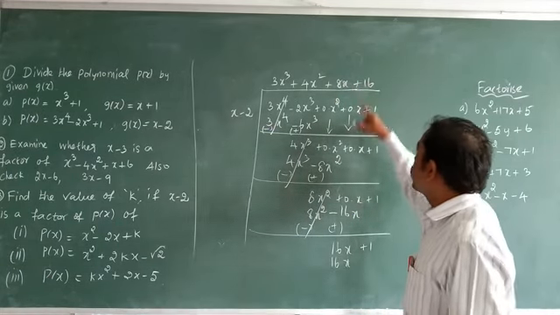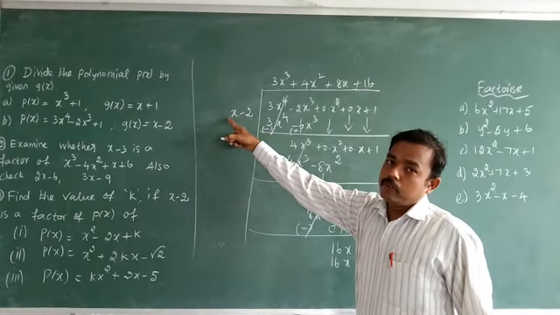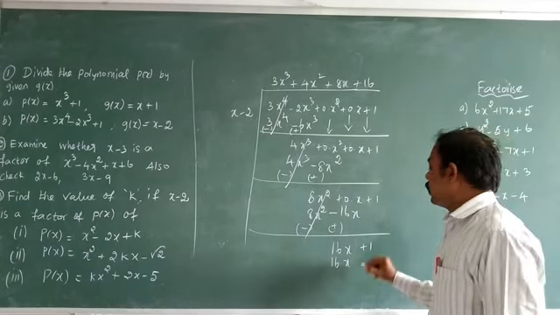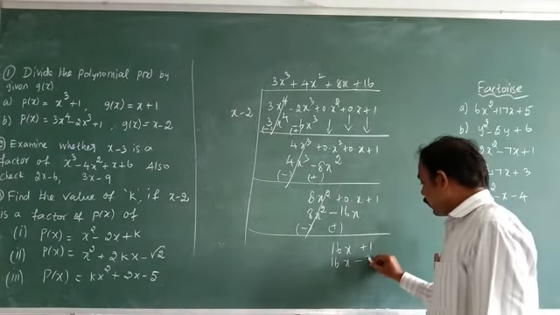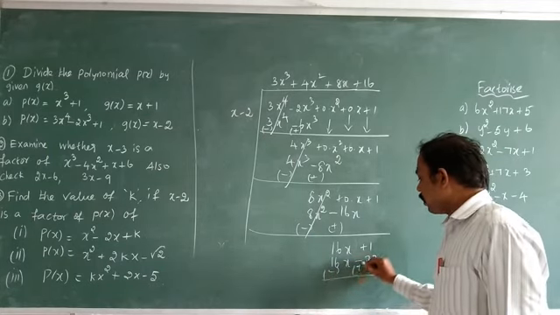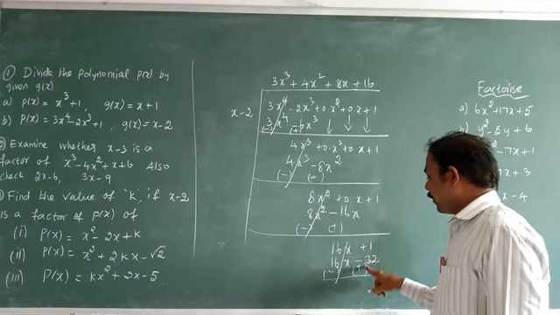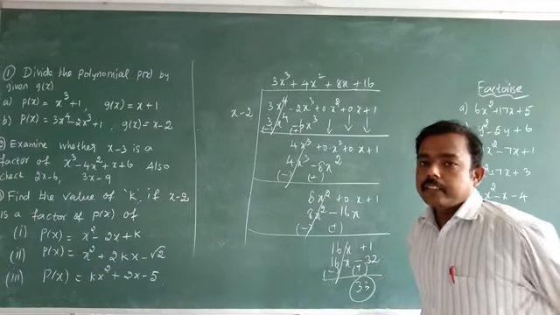Why do I need to introduce 16? Plus 16 into x. So here the coefficient is 1, no? So 16x. Then minus 2, that is 16 into minus 2, minus 32. Subtract. Change the sign. Cancel this. 1 plus 32, 33. Now the remainder is 33.